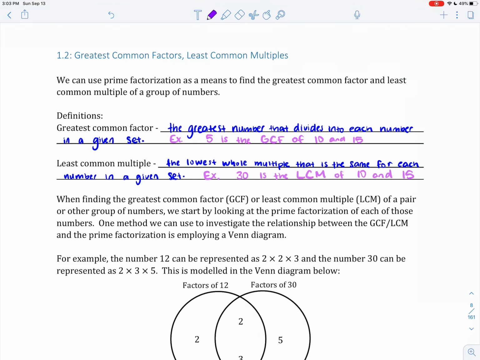Ready to kick things off with 1.2, greatest common factors and least common multiples.